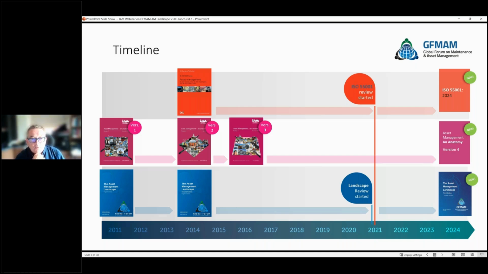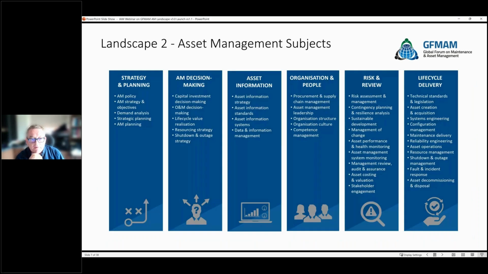Anyone who's familiar with the IAM thinking and materials will be familiar with the structure of what we colloquially call the 6-box model. In Landscape 2, the subjects are aligned with those 6 subject groups that we have defined in the 6-box model. So you see the headings there represent those 6 boxes within the IAM conceptual model, and the bullets underneath represent the 39 subjects that are pretty familiar, I think, to a lot of people, underneath those 6 subject groups.